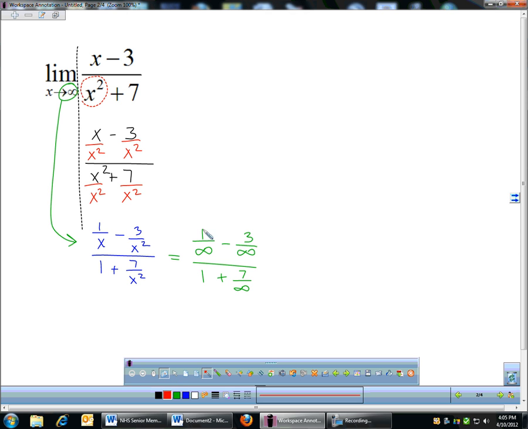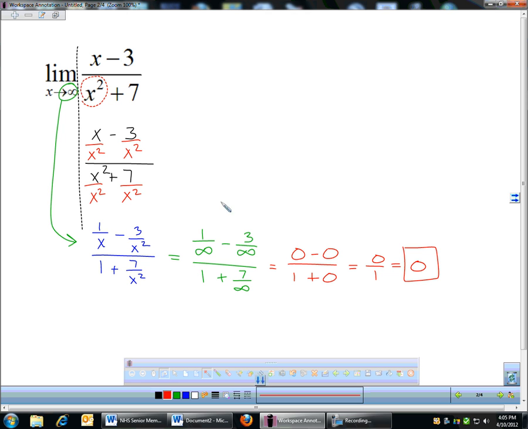And all of these, a number over infinity, a number over infinity, all of those equal 0. So what this is, 0 minus 0 over 1 plus 0. And 0 minus 0 is 0 divided by 1, and 0 divided by 1 is 0. So this limit is actually equal to 0.